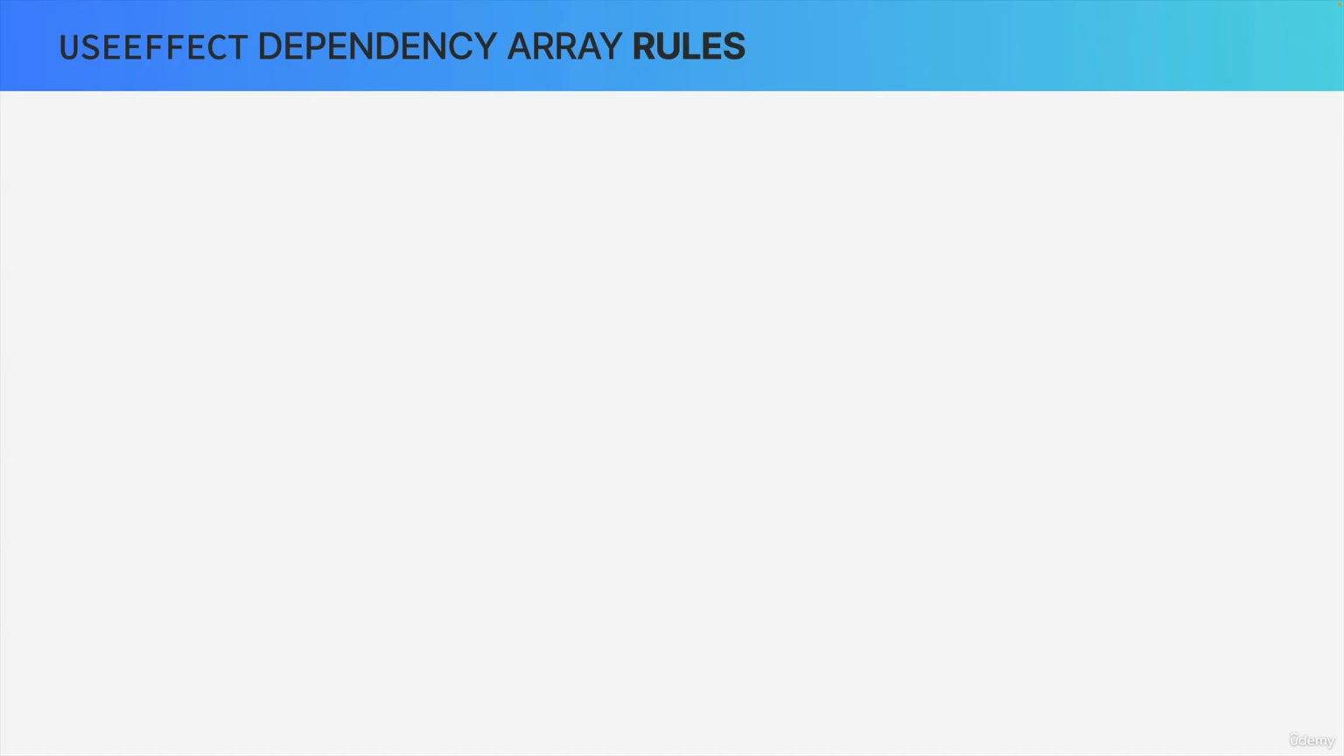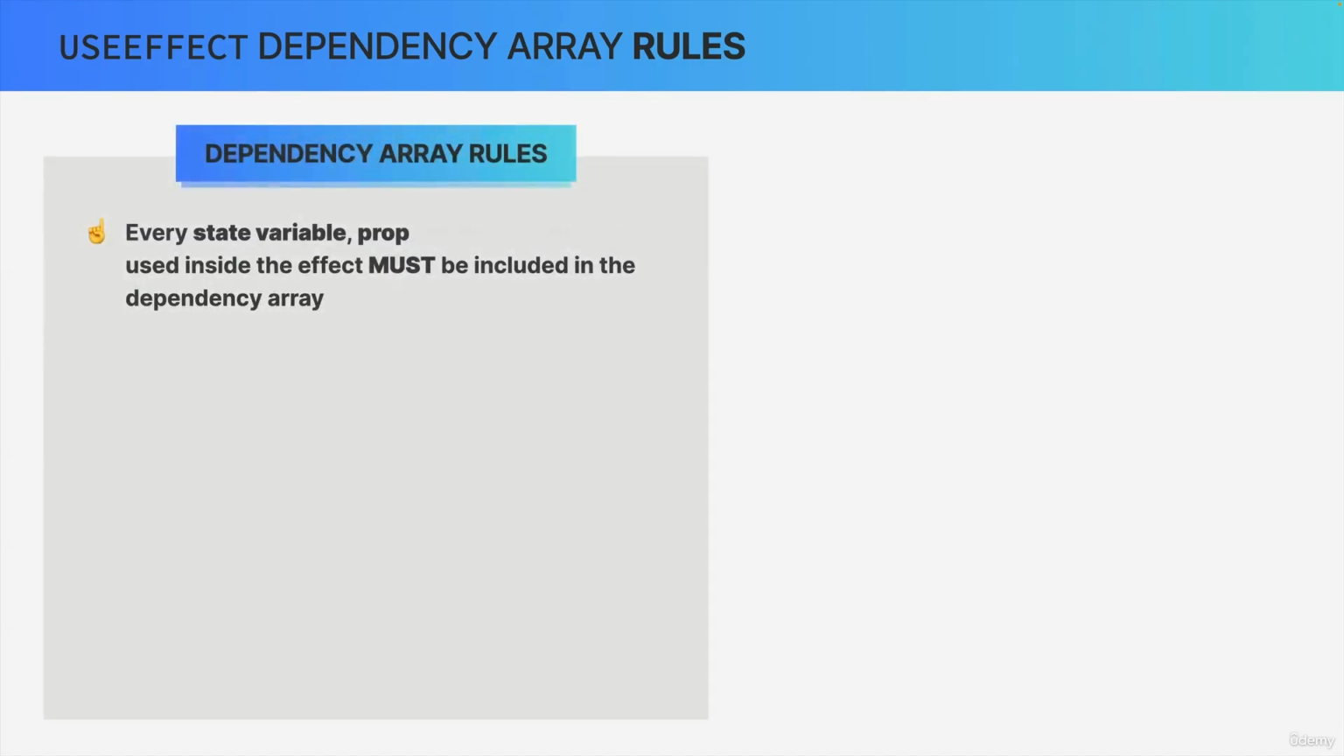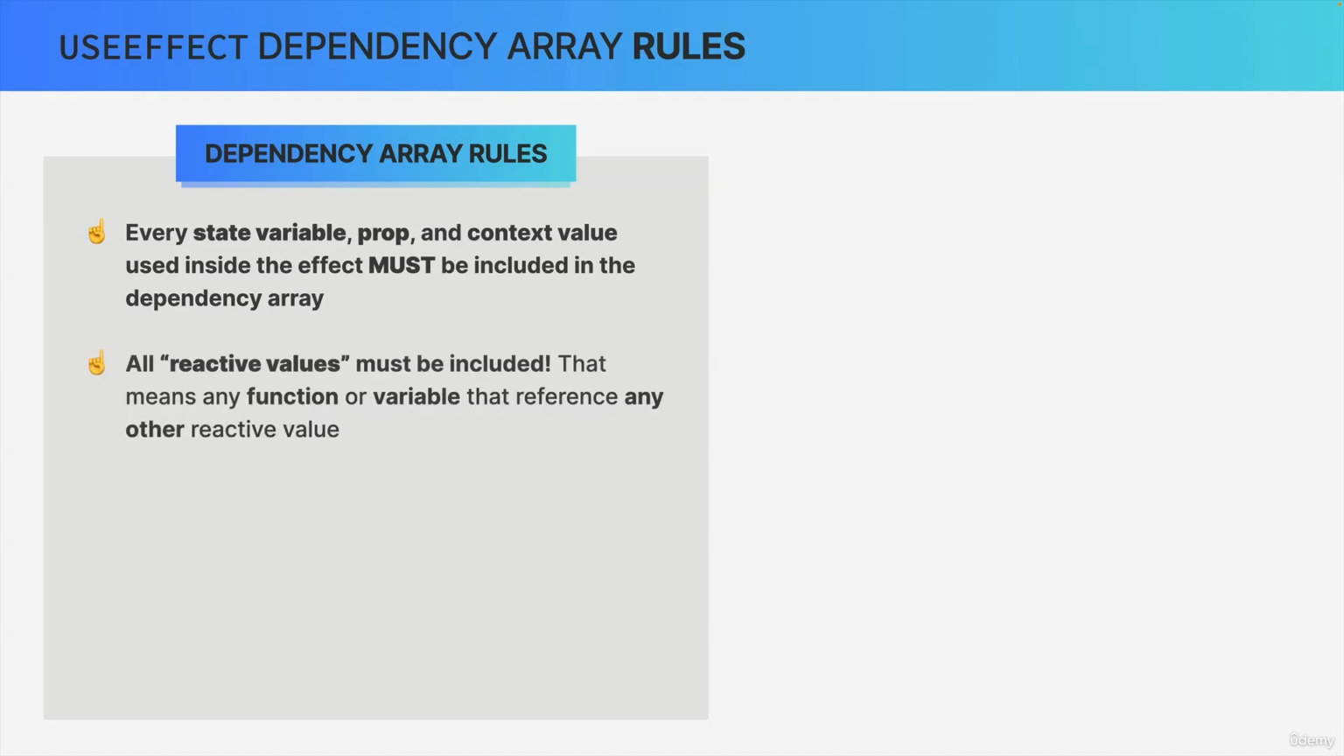Now, the first rule that we learned when we first talked about useEffect was that every single state variable and prop that's being used in the effect must be included in the dependency array. So this one is pretty clear by now, right? However, this rule is not 100% complete because of two things. First, any context value that the component is subscribed to must also be included in the dependency array. And second, actually, we must include all so-called reactive values in the dependency array as well.